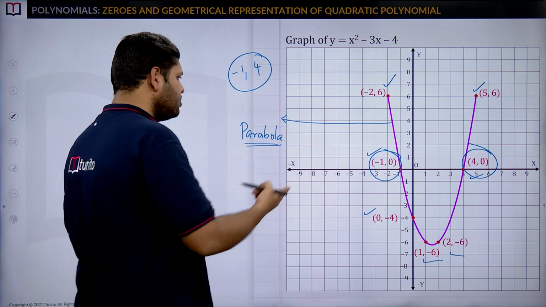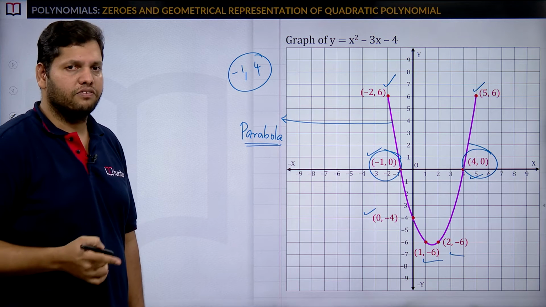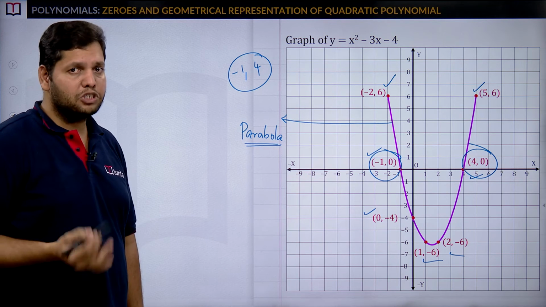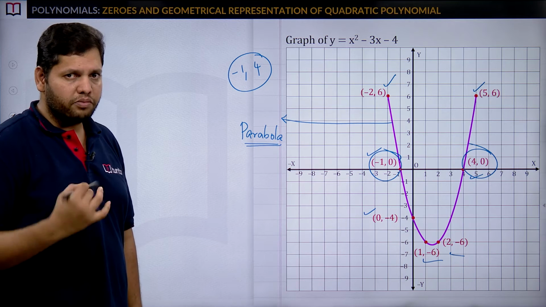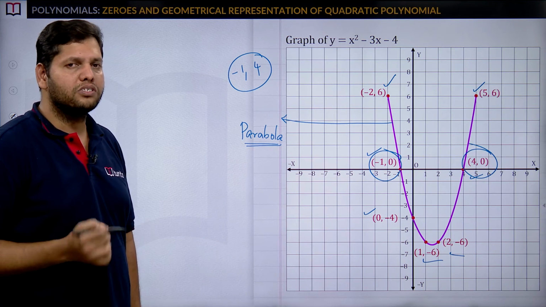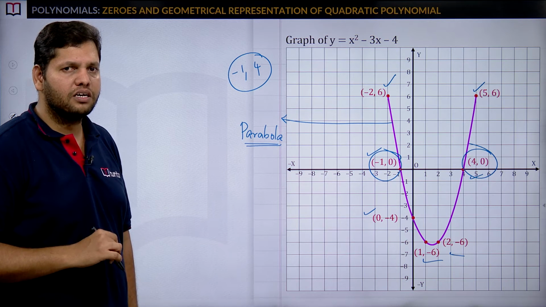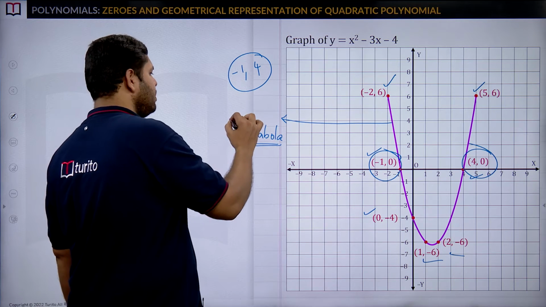Here, how can we take the zeros, children? I told you already. Just see where the line or curve meets the x-axis, at which point. From that point, take only the x coordinate. So the x coordinates of those 2 points are called what, children? We can say, the zeros of the polynomial.